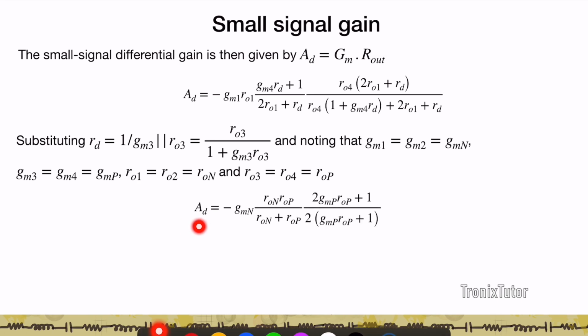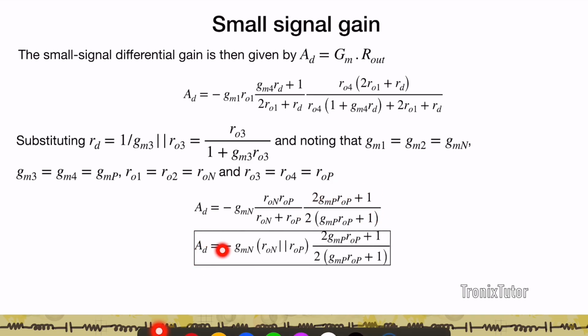And so therefore I can write my AD as minus GMN into RON parallel ROP, times this term. So what you see is that the differential gain is given by minus GMN, or the transconductance of the NMOS, times RON parallel ROP. So this is similar to the gain one would have got in a differential amplifier with a PMOS load, multiplied by this correction factor which comes about because of the active current mirror load.